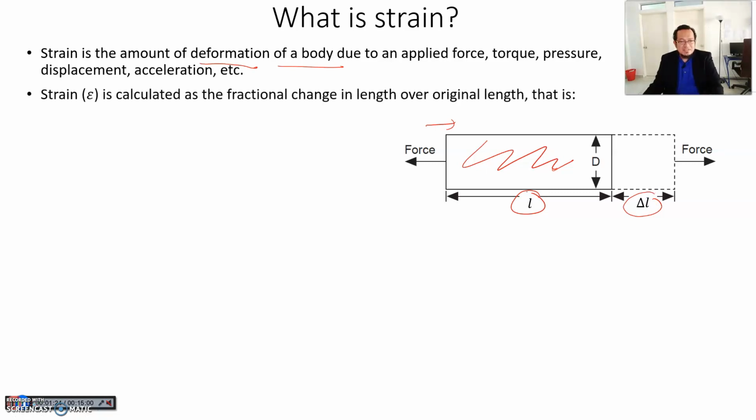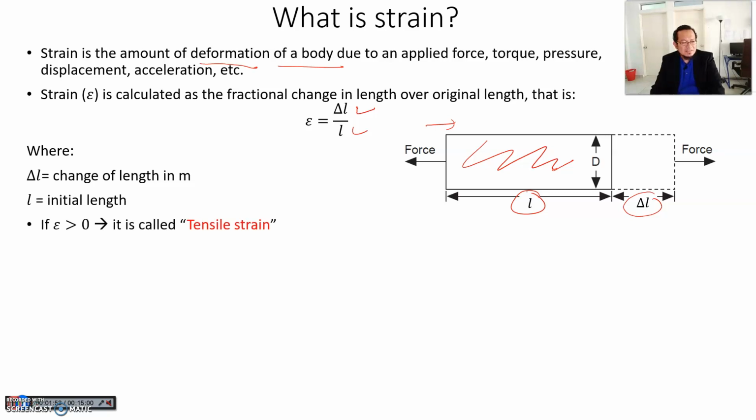So strain is calculated as a fractional change in length over original length, which you can calculate using this formula here. Strain is basically a dimensionless item. It's delta L divided by the original length of that body, where delta L is the change in length in meters. It can be millimeter, micrometer, centimeter. And the initial length is L.